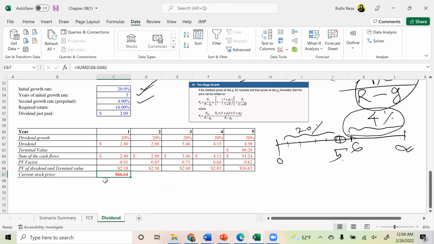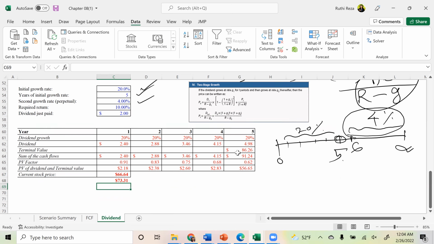All right. Now, if I ask you what should be the stock price 1 year from now, then you're going to grow this current stock price just once with the required rate of return. So stock price 1 year from now should be $73.31.